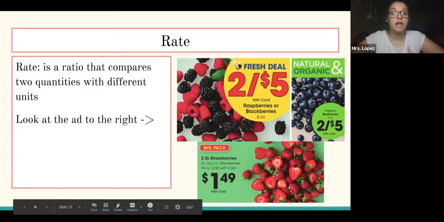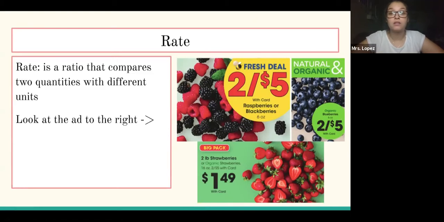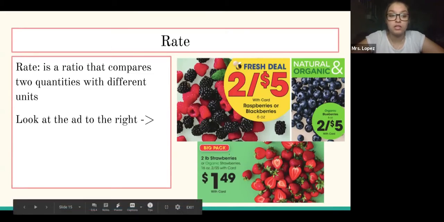You could see a rate at a fast food place. You're going to pay $2 for 2 burgers. So your rate is every $2 you spend at McDonald's, you're going to get 2 hamburgers, or at your favorite fast food place, you usually get rates most everywhere. So I'll give you a few moments here to look over the ads and see or notice if you see anything different.